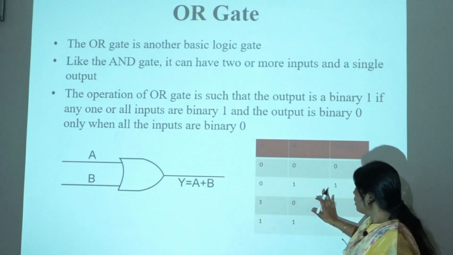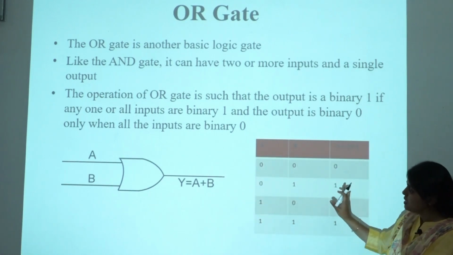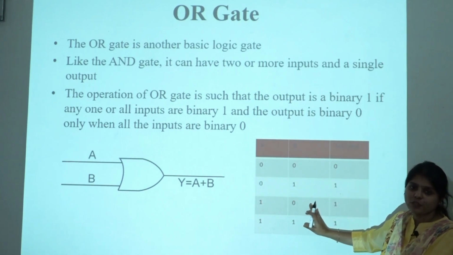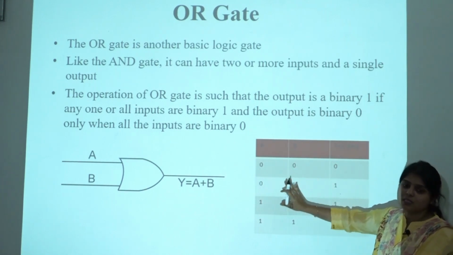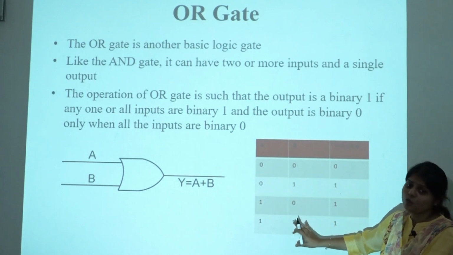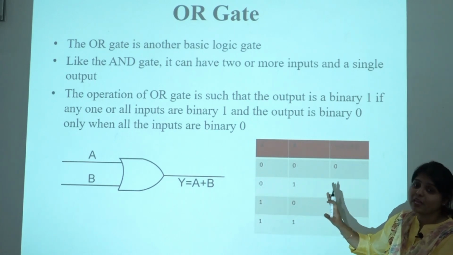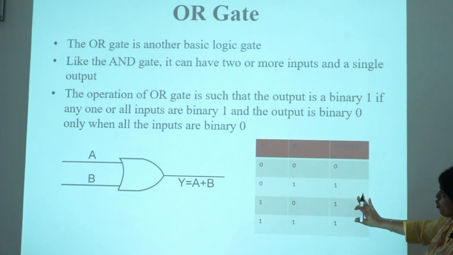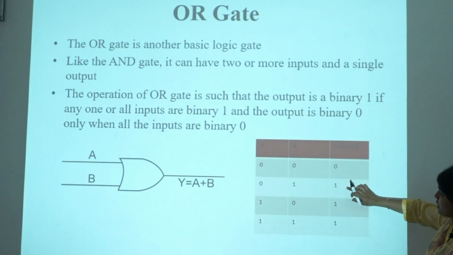Okay, so now when we look into the truth table of this, the same thing, as we have taken 2 inputs, we have 4 different combinations of these 2 inputs, 0 0, 0 1, 1 0 and 1 1. As I am performing addition operation here, the operation of OR gate goes on like this. Okay, the operation of OR gate is such that the output is 1.